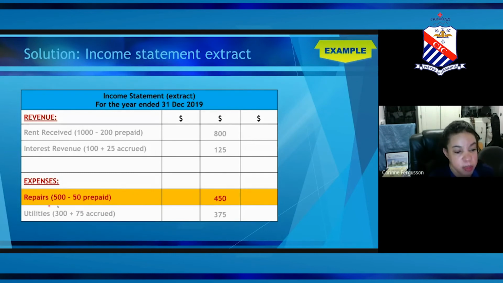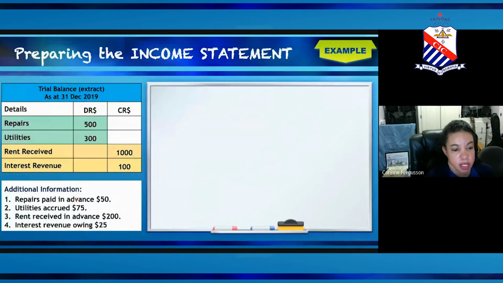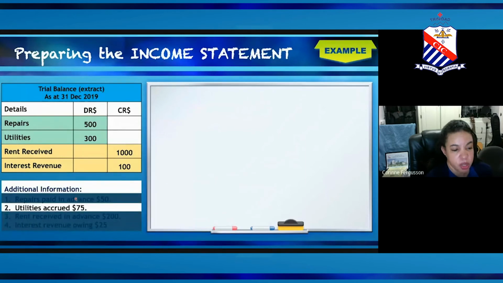So you're always going to put it like this. For prepayments, you would just put minus. For the accruals, you will put the add, which we will see for the next one. So we did the first one already. We're going to do number 2. You all realize how easy this is, right?